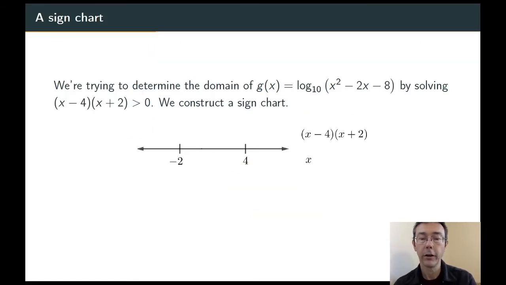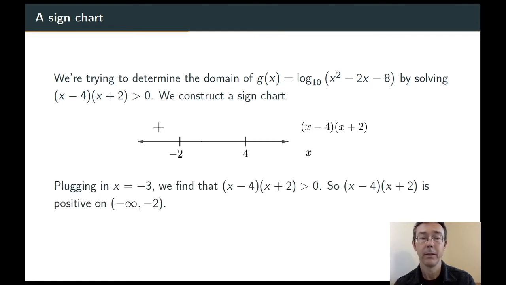So here's the sign chart. I've labeled the 2 cut points, x equals negative 2 and x equals 4. Now I want to take a point to the left of negative 2, a point between negative 2 and 4, and a point greater than 4. Plug all of those into the function, see whether I get something positive or negative. When I plug in negative 3, into x minus 4 times x plus 2, I get a positive value. It's going to be a negative times a negative. And therefore, this function x minus 4 times x plus 2 is going to be positive on the entire interval from negative infinity to negative 2.